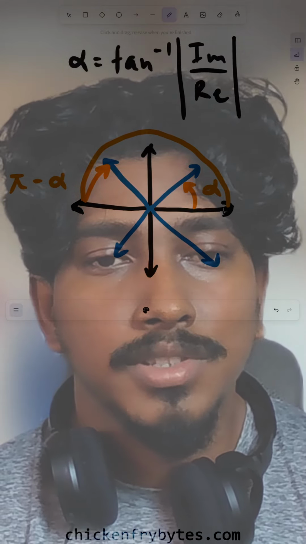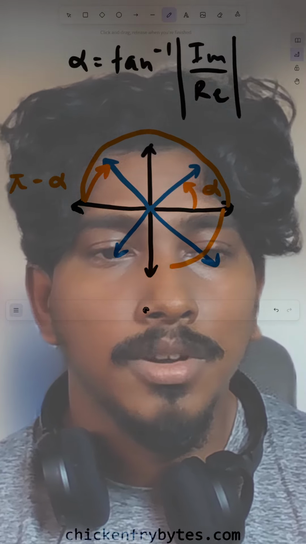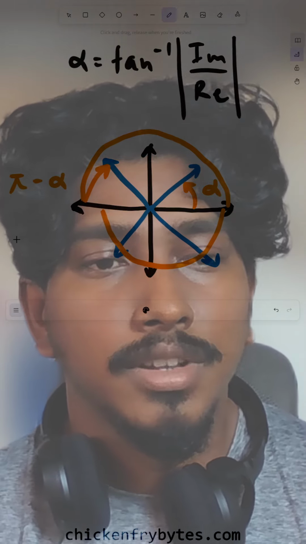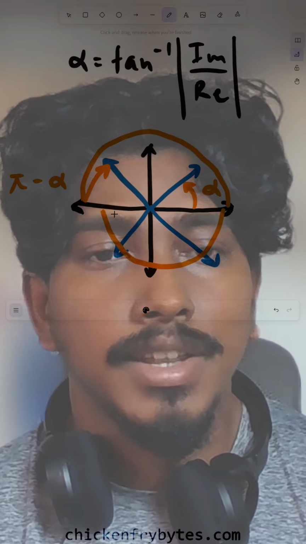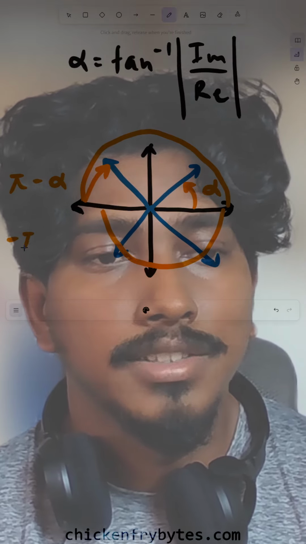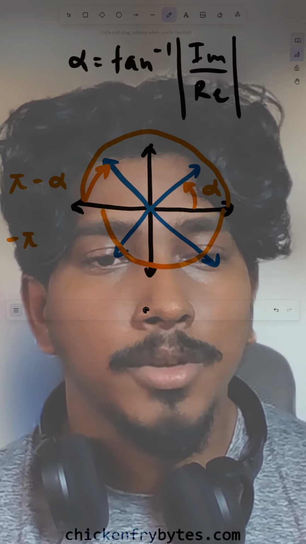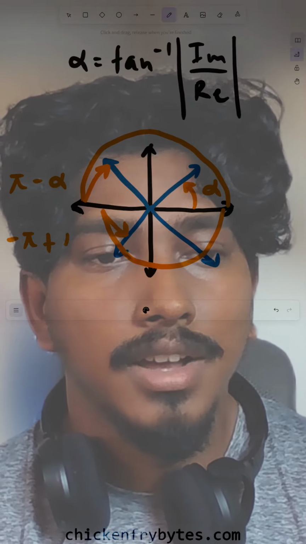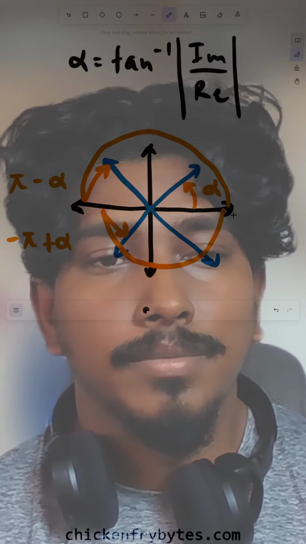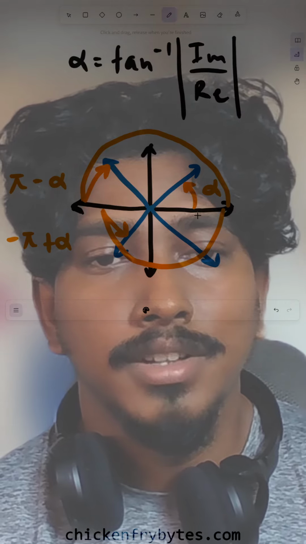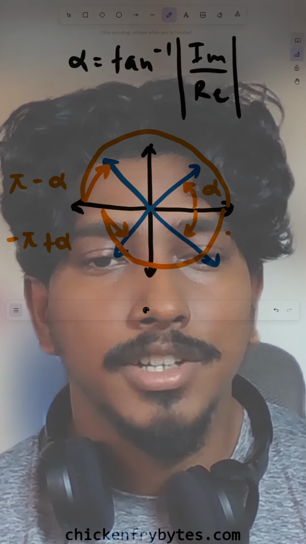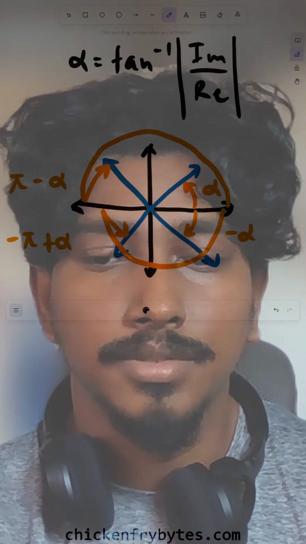In the third quadrant, we start at the positive real axis and we go all the way around. Remember, because we're going clockwise, we are basically going in a negative direction. So we need to have a negative pi, and we go anti-clockwise by alpha. So we simply need to add alpha. That's the third quadrant. And then the final quadrant, the fourth quadrant, we simply go in the negative direction. So this will be negative alpha.